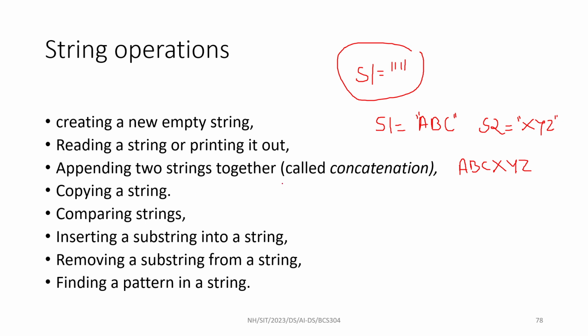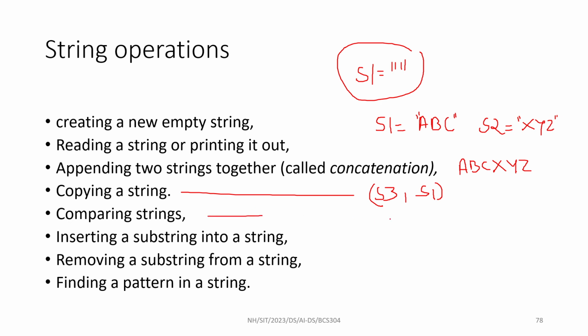Then copying a string. Now assume that S3 is nothing right now. I'm going to copy S1 to S3. In C, we have a popular function called strcpy, the string copy function. After the copy operation, the S3 value will be ABC, because I'm copying ABC to S3.